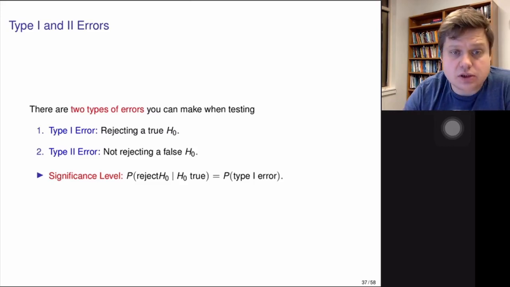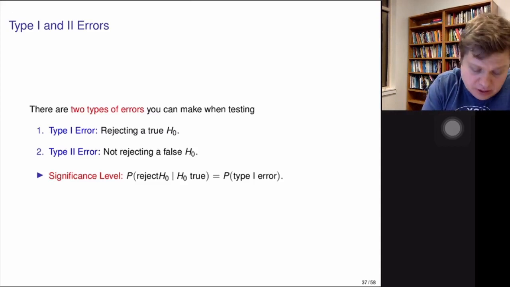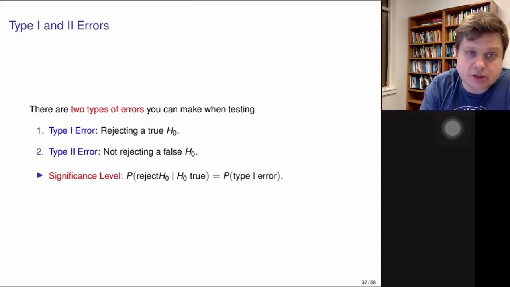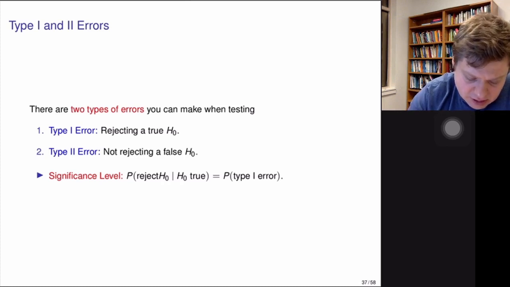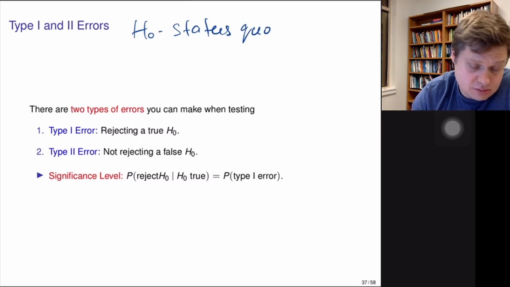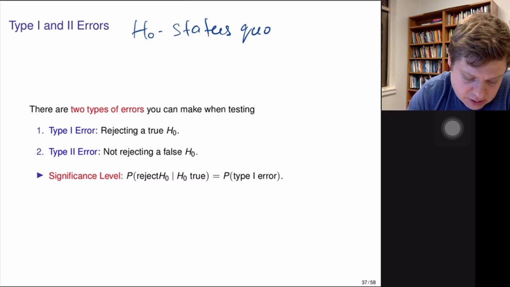Now let's look at two types of errors that we have to calculate when we talk about hypothesis testing. The first type of error is rejecting a true null hypothesis, H0. Remember the difference: H0 is the status quo, something we think is correct and something we are trying to disprove by collecting the data.